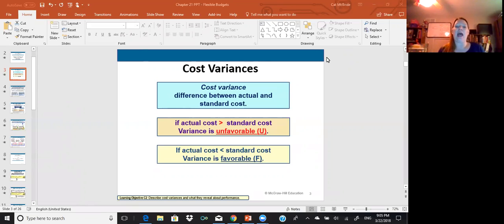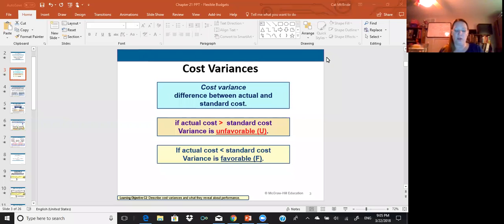So if the actual cost is more than the standard cost, and the standard cost is simply what we budgeted, if we paid more than we planned to pay, then we have an unfavorable variance. If the actual cost is less than the budgeted cost, so if it ended up costing us less than what we planned for it to cost, then we have a favorable variance.